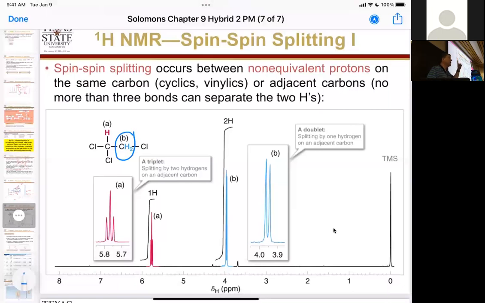But non-equivalent hydrogens, any other hydrogen that's not that peak, can split it. And the rule is N plus 1. N is the number of non-equivalent hydrogens within 3 bonds. Write that down. The number of non-equivalent hydrogens within 3 bonds. If it's 4 bonds away, we don't care. If it's 2 bonds away, we care. If it's 3 bonds away, we care.